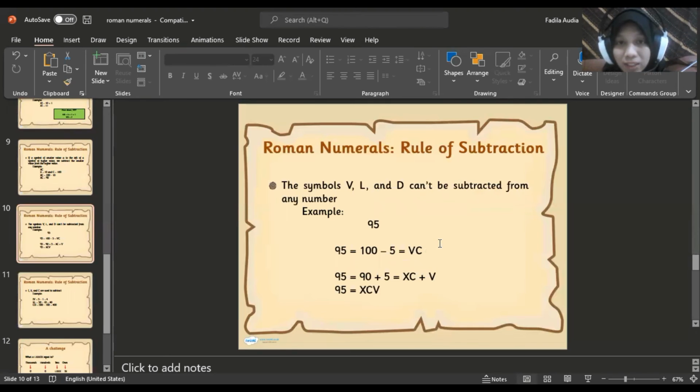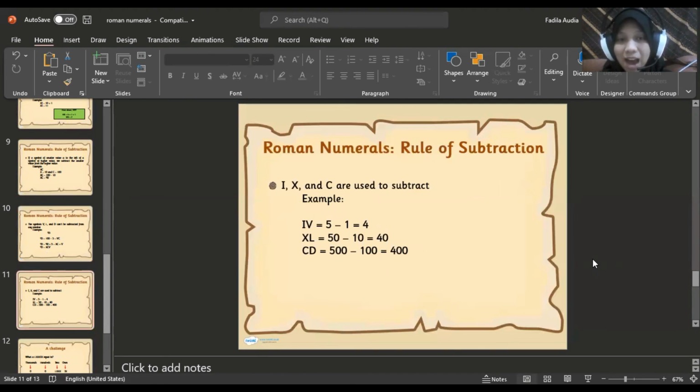Still in the rule of subtraction, the symbols V, L, and D cannot be subtracted from any number. Example, if we are given 95 and we want to write it in Roman numerals, we write it as XCV. Why can't we write that as VC? Because the symbols V, L, and D cannot be subtracted from any number. That's the rule, and if you write VC, it's against the rule of subtraction.